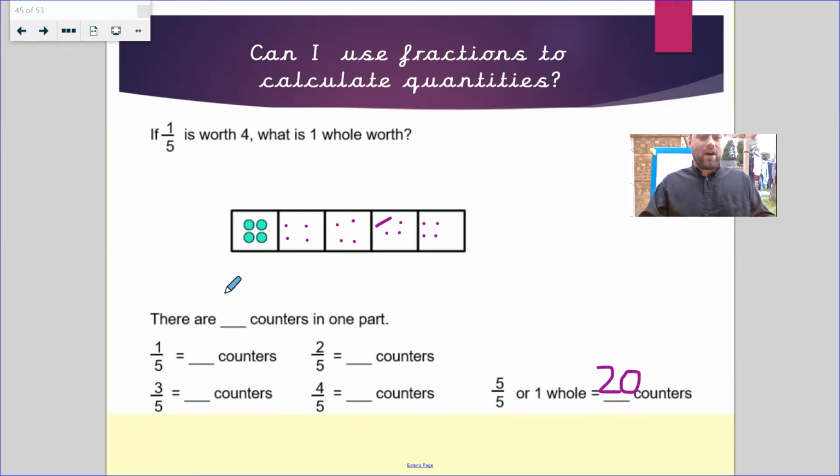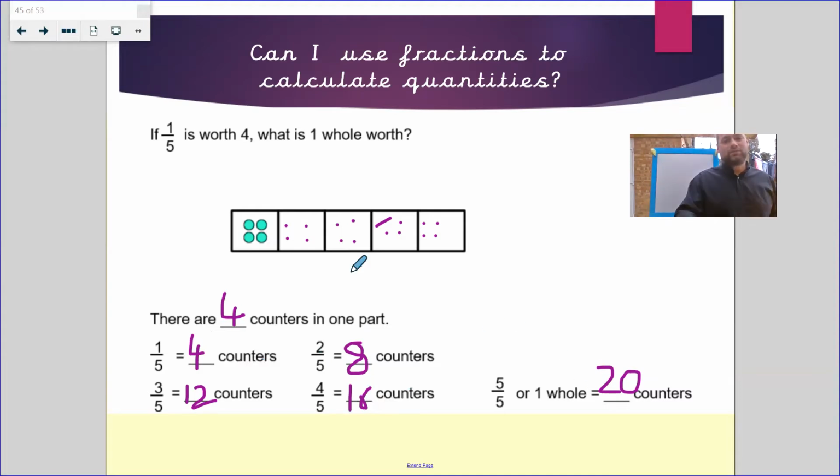We know that there are 4 counters in each part. So 1/5 is equal to 4. 2 parts, 1, 2, we've got 8. 3 parts, we've got 12. 4 parts, we've got 16. And then our final part, 5 fifths, 1 whole, is equal to 20. So that's how you would work it out if you've got a question given like that.